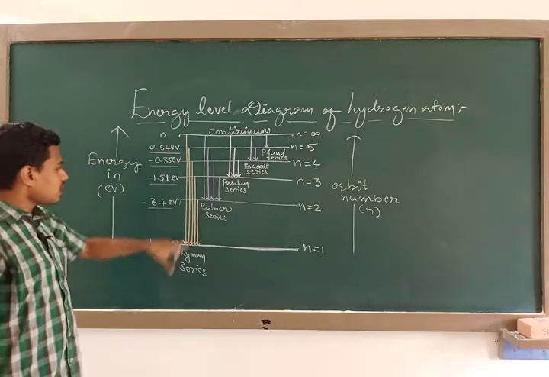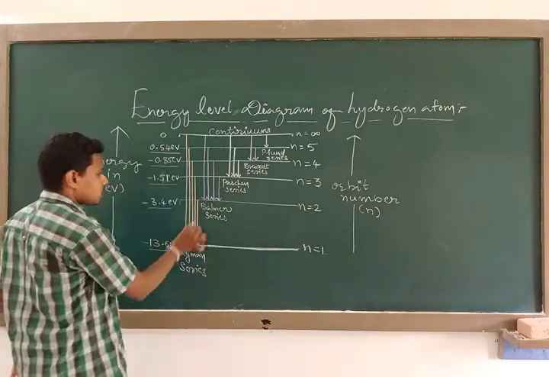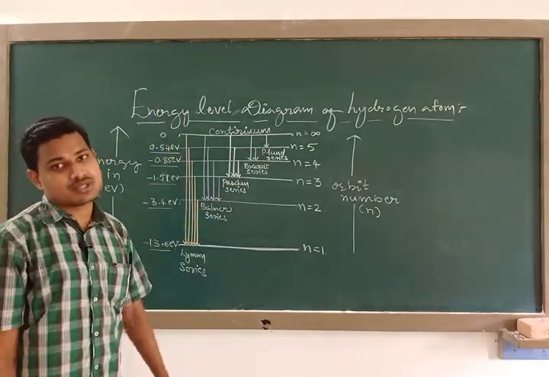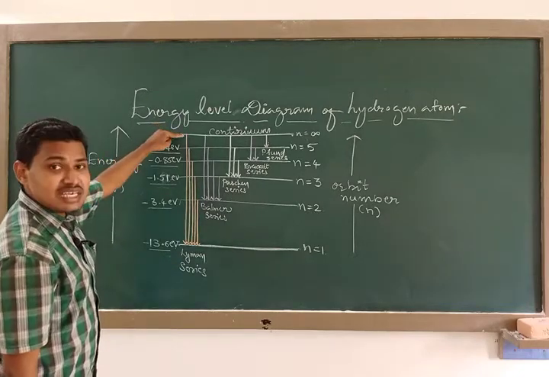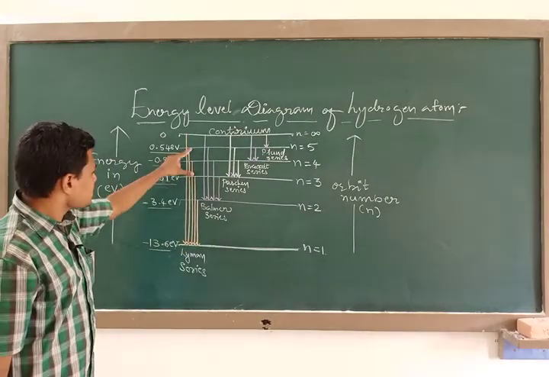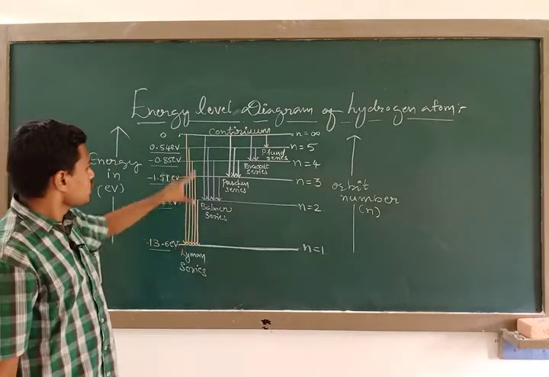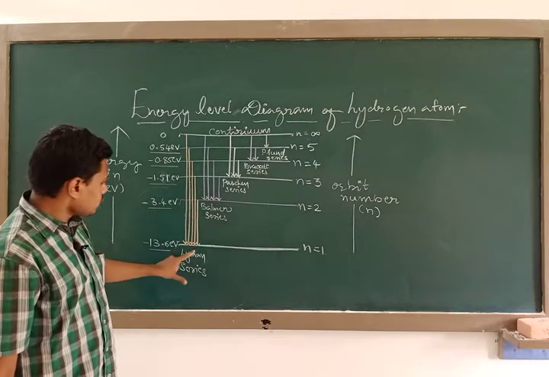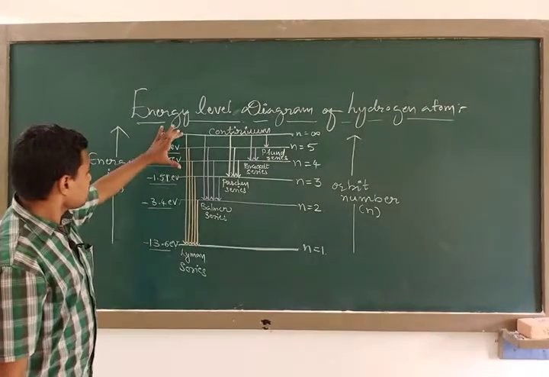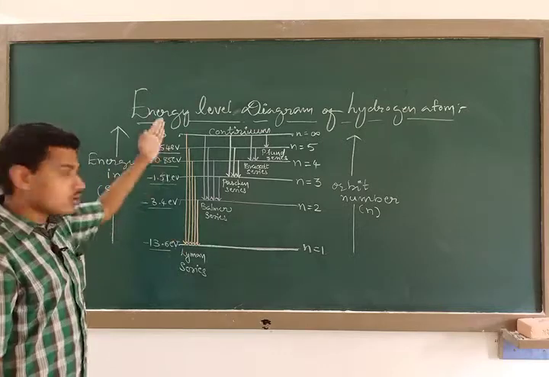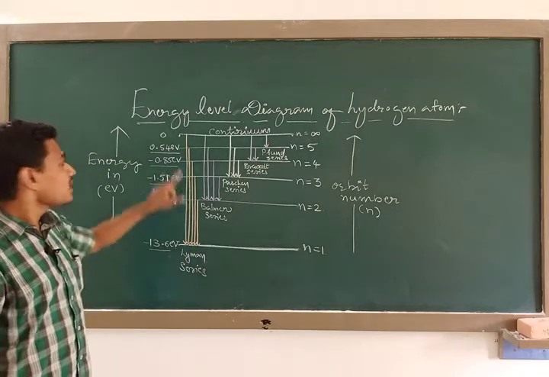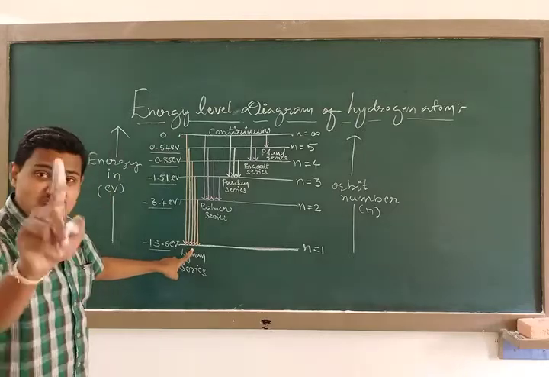See, the vertical lines I have drawn in this figure indicate the transition of the electron from a higher orbit to the respective orbits. Here, transition from infinity to the first orbit is the Lyman series. Transition from fifth to first orbit, Lyman series only. Fourth to first, Lyman. Third to first, Lyman. Second to first, Lyman series only. A vertical line represents the transition of an electron from a higher orbit to the respective orbit. If I want the Lyman series, the electron must jump from a higher orbit to the first orbit.